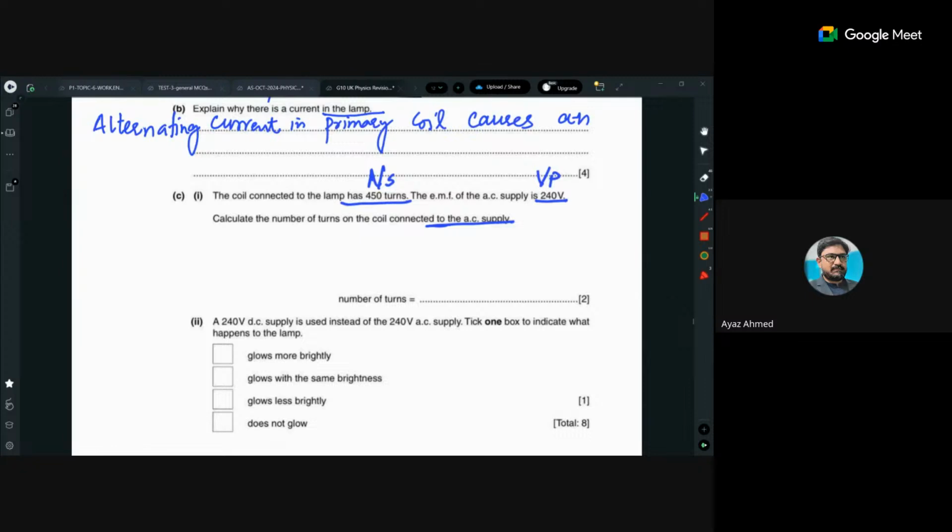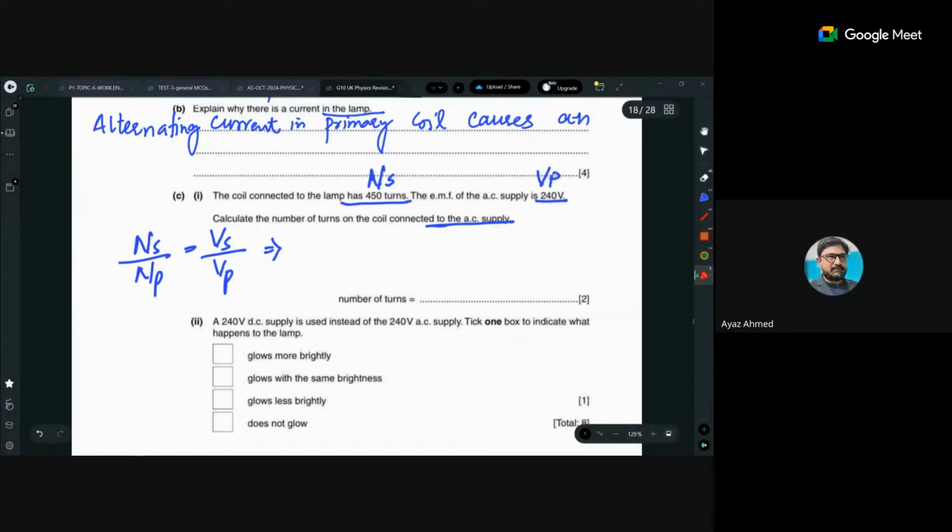So what do you have to do? You have to find out the number of turns. And for the number of turns, we have learned one equation, if you remember. NS divided by NP is equal to VS divided by VP. Is it?